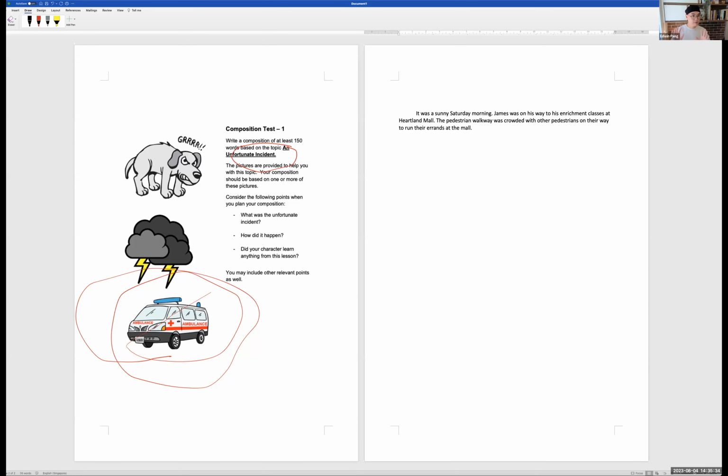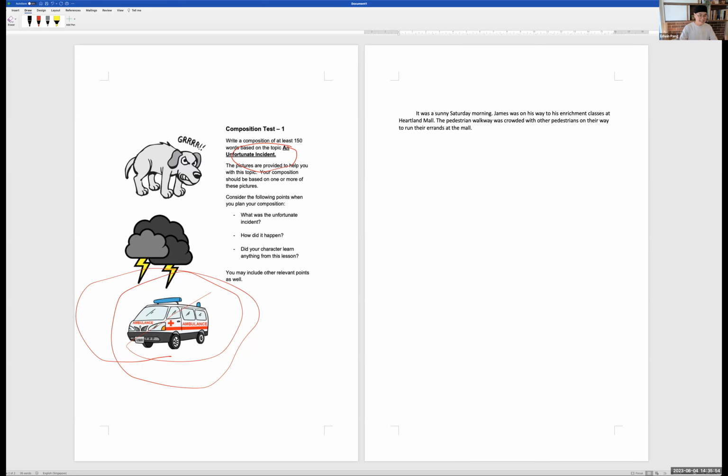So the introduction is pretty straightforward. The weather is sunny because it's an outdoor story. It's a Saturday morning because I want to be walking towards the place. James is on his way to the enrichment classes at Heartland Mall, right? And he's walking along a pedestrian walkway. Okay, so that's my introduction.